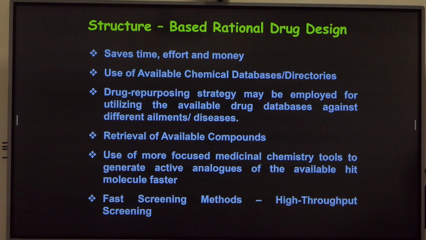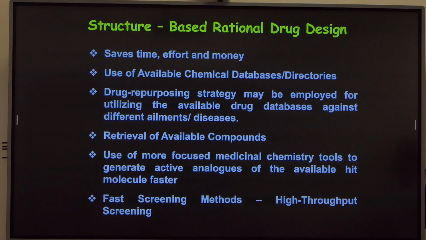Use of more focused medicinal chemistry tools to generate active analogs very fast, right? The process is more specific, so you know what is binding, what is not binding. You use the functional group or you do the modification according to the structure of the active site. And finally, there are fast screening methods, high throughput screening methods.